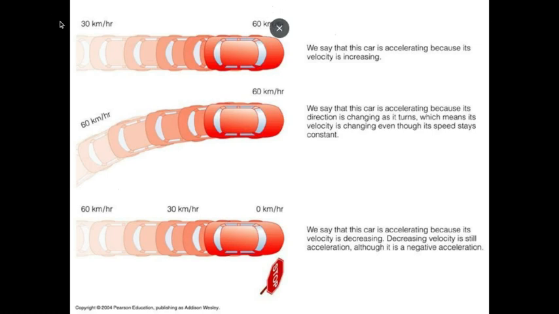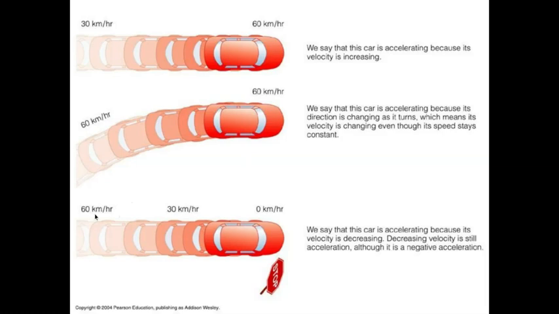So here are some examples. You start off at 30 kilometers per hour and speeding up to 60 kilometers per hour. That is acceleration because the velocity increased. Here, you're starting at 60 kilometers per hour and you're ending at 60 kilometers per hour, but you went around a curve. This is also acceleration. The speed didn't change, but the direction changed. So acceleration is a change in speed or direction. So this is also acceleration. You're accelerating to the right now.